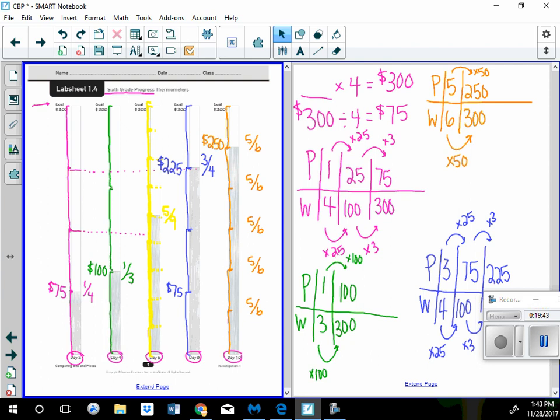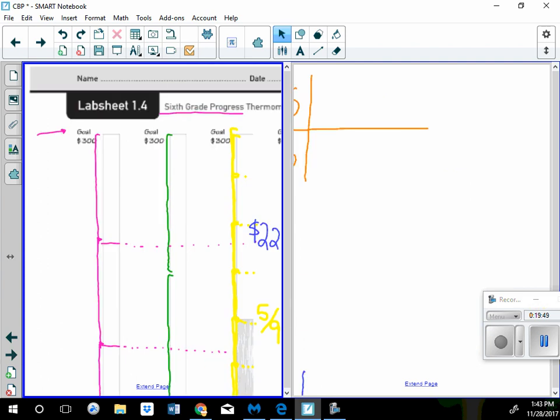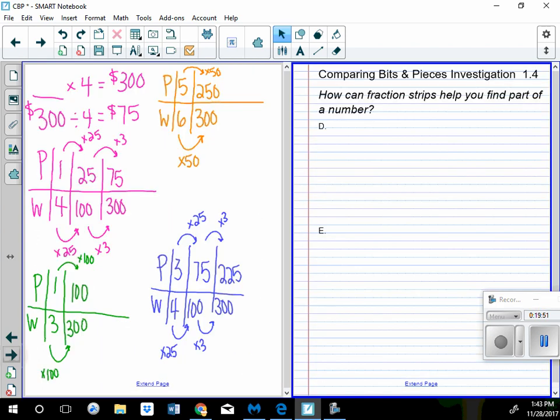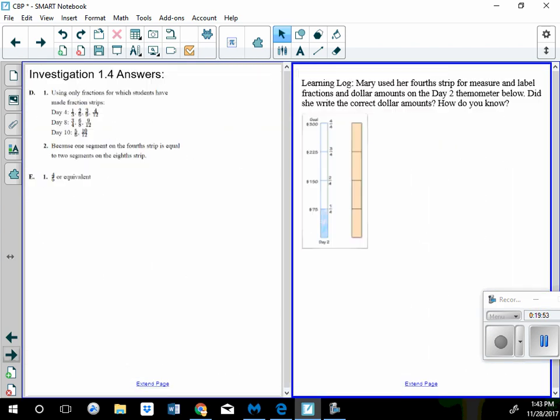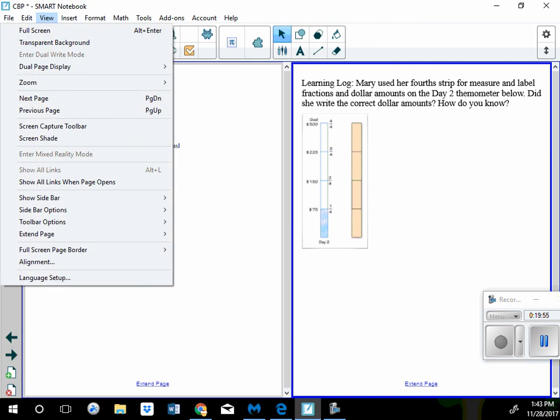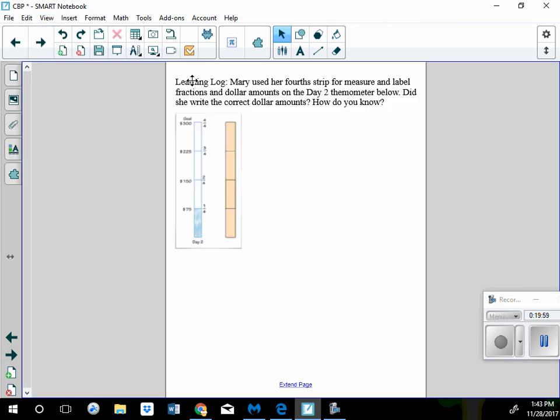Let's go ahead and check out your learning log today. So we had Mary used her 4th strips to measure and label fractions and dollar amounts on day 2 of the thermometer below. Did she write the correct dollar amounts, and how do you know?